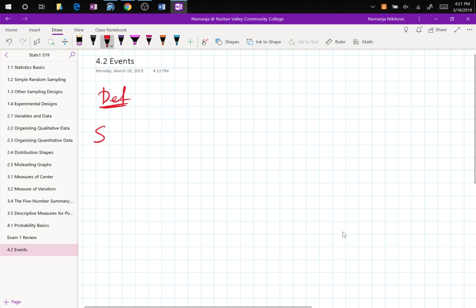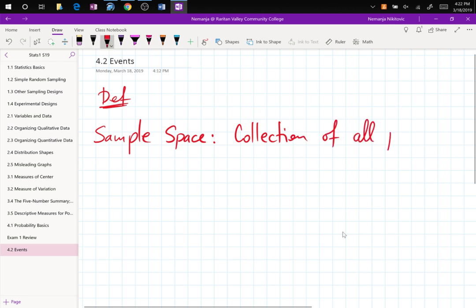The definition of a sample space. So, sample space is the collection of all possible outcomes of an experiment.